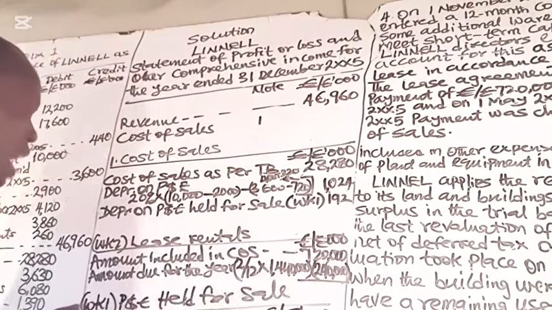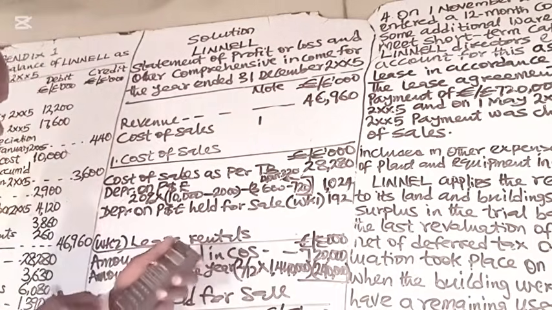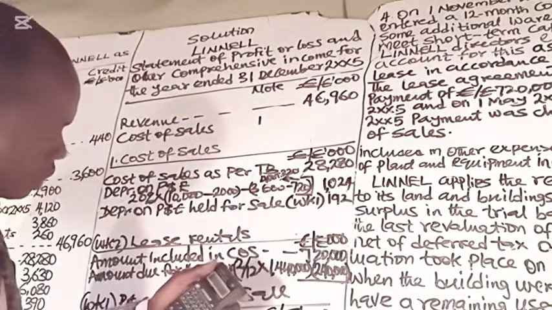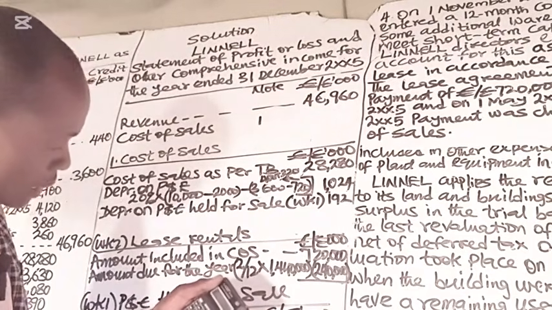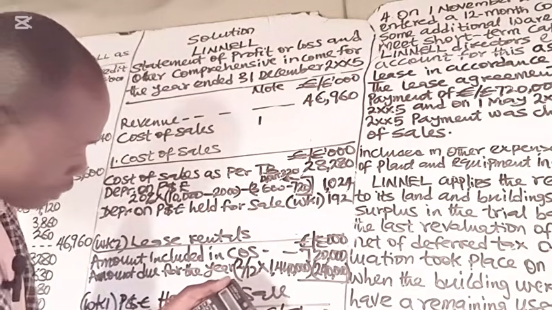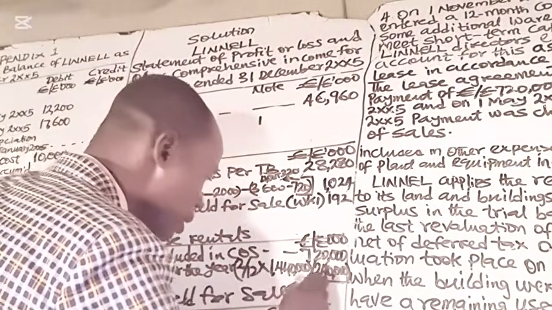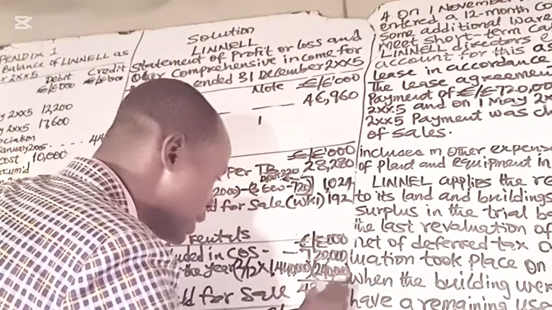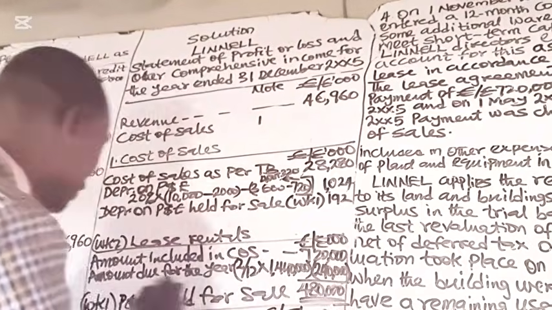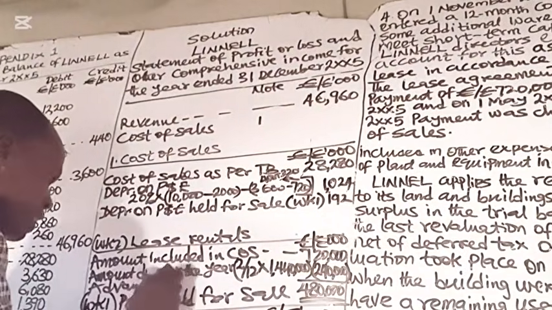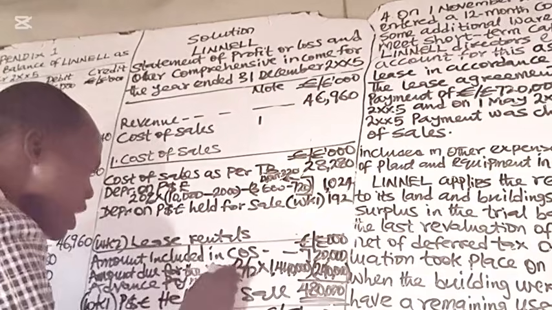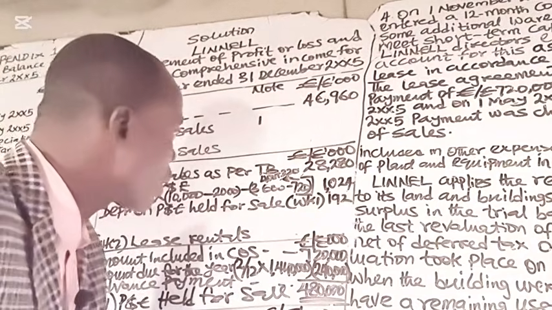Now, 720,000 have been included in the cost of sales. That means the rest were paid in advance. If you subtract 240,000 from 720,000, so how much was paid in advance? 480,000. 480,000 was paid in advance. So we have advance payment. This advance payment will need to be removed from cost of sales.